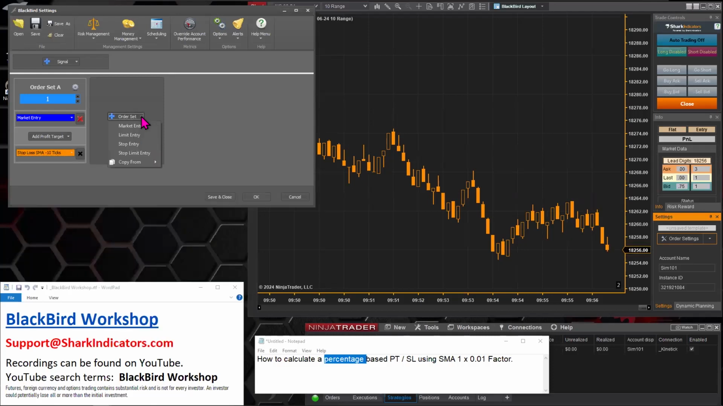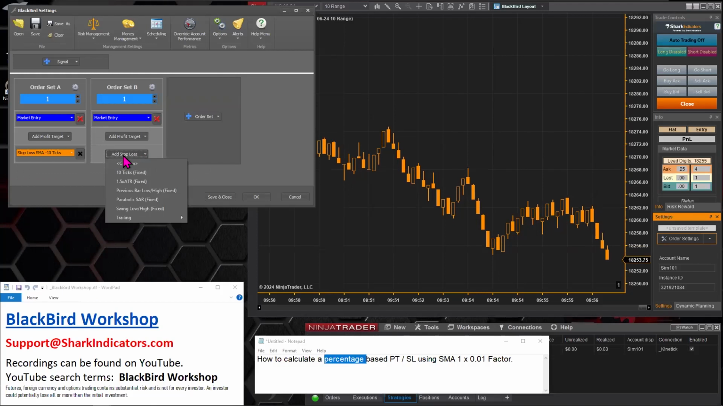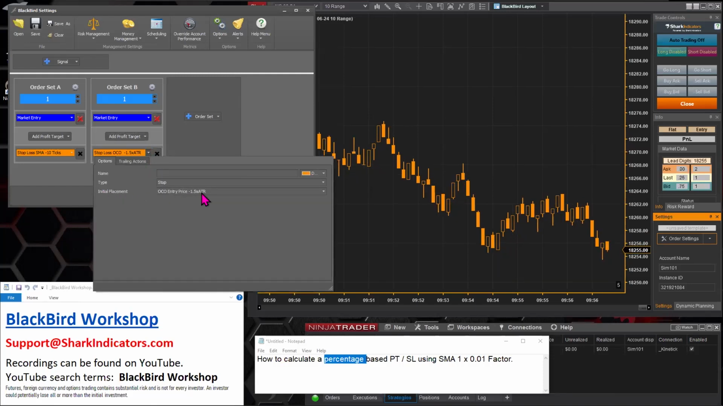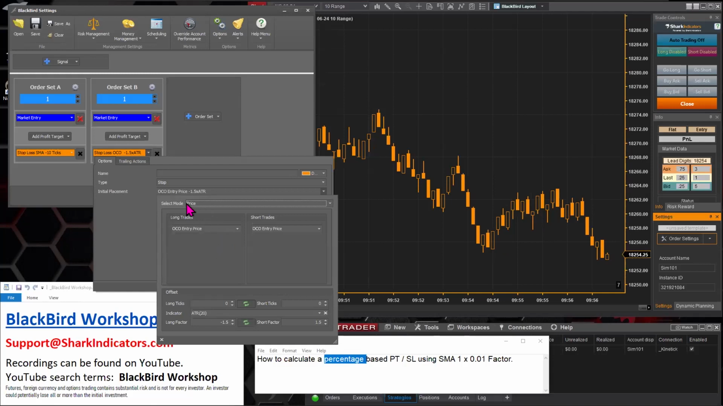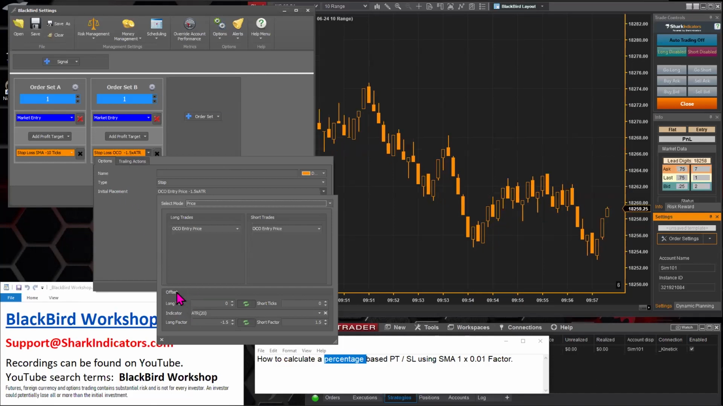Just to illustrate, let's create another order set. For this stop loss, I'll use the ATR stop loss. If we open up this one and then open up this initial placement, you can see the ATR is not in this area up above. The mode is set to price, not indicator, because the ATR is being used as an offset. So the ATR is entered down here in the offset section.